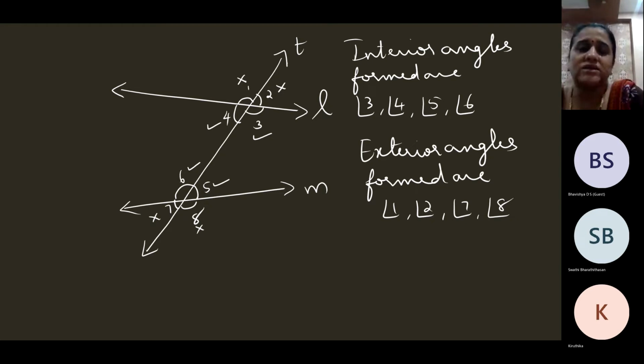When two lines are intersected by a transversal T, 8 angles are formed around the transversal. 4 of these angles are called interior angles and the remaining 4 are called exterior angles. So by this figure, angle 3, angle 4, angle 5 and angle 6 are interior angles. Angle 1, angle 2, angle 7 and angle 8 are exterior angles. Is this fine? Yes, ma'am.